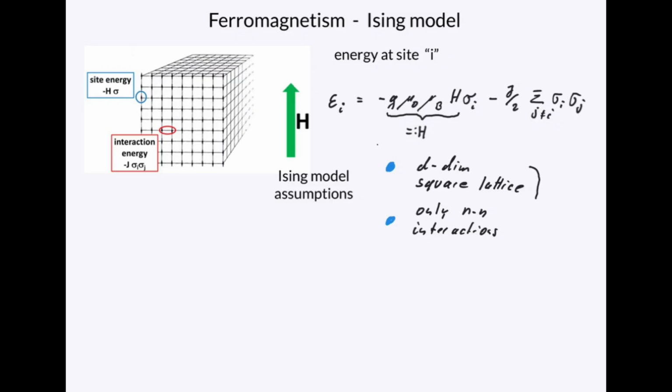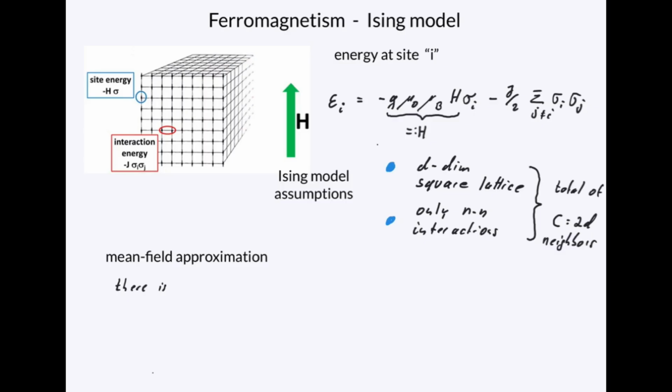Now, both of those assumptions lead to the total number of neighbors that each spin has being equal to capital C, which is equal to 2 times the dimension of the system. Each spin has 2 neighbors in each direction. As the interaction potential depends on more than one spin, we cannot apply the tricks that we used for the ideal gas, and we have to come up with a different solution. The solution that we will look into today is the mean field approximation.